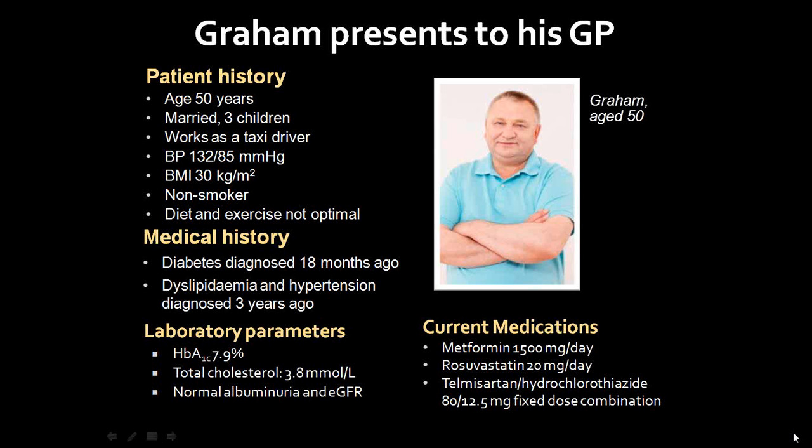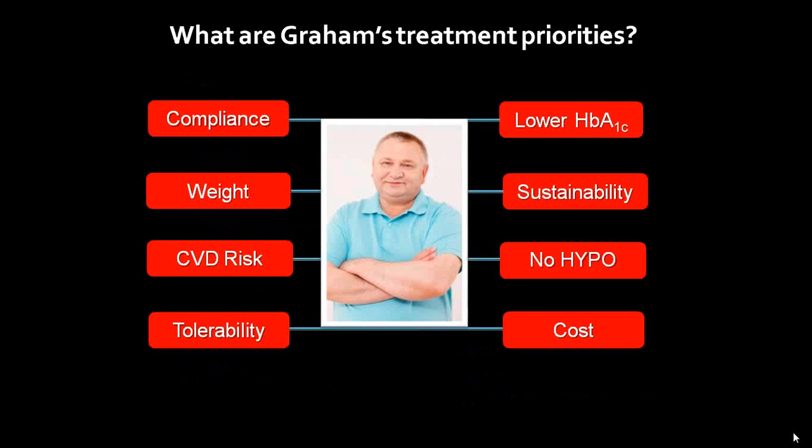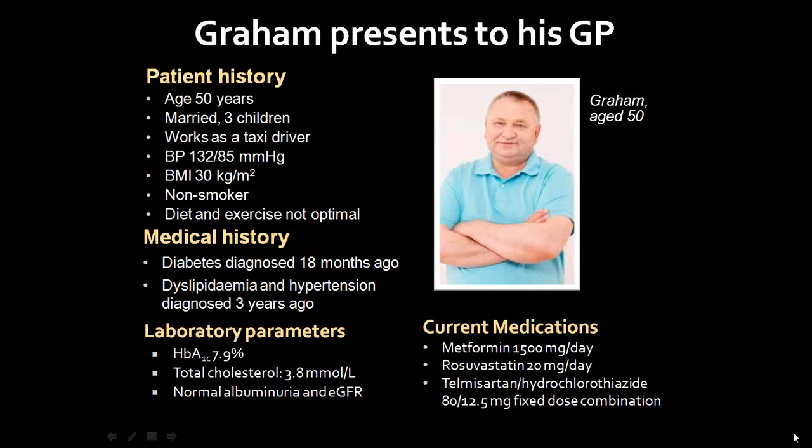He's a standard 50-year-old man. He works as a taxi driver. His blood pressure is not too high, and he probably has an average weight for a 50-year-old man in Australia, a BMI of 30. He's a non-smoker, but he doesn't do much exercise with his taxi. Okay, and the question is, he's been diagnosed with diabetes about 18 months ago. He's got high lipids and had high blood pressure, and is on a range of medication. He's on metformin as monotherapy, a cholesterol-lowering agent, rosuvastatin, and a blood pressure-lowering combination. But his A1C is simply not under control at 7.9.